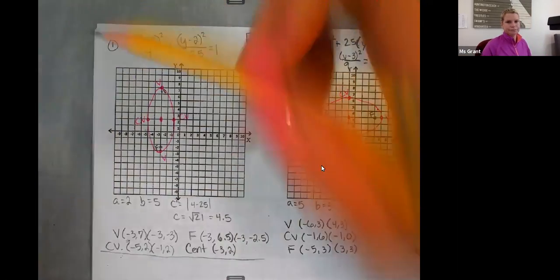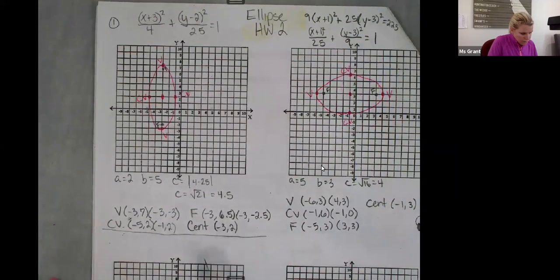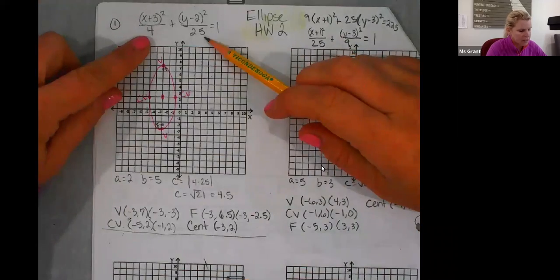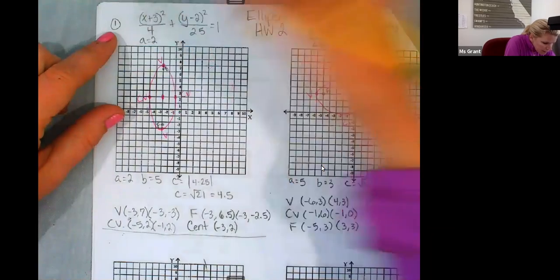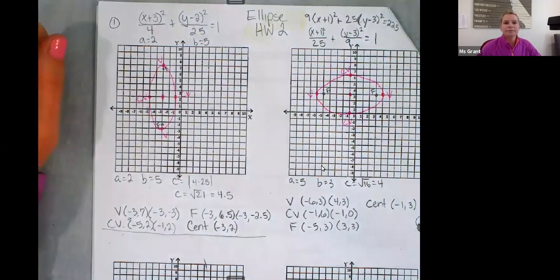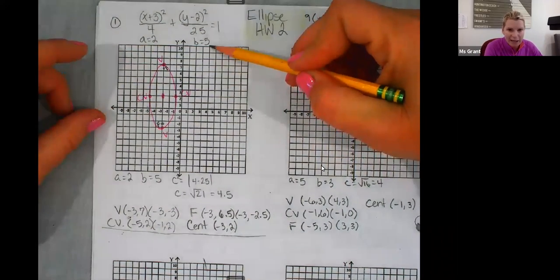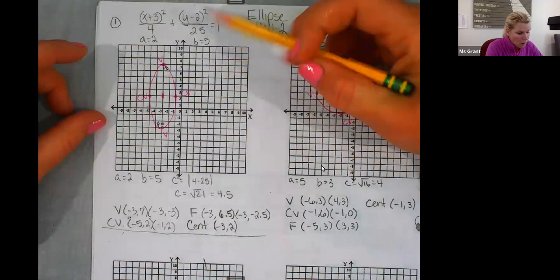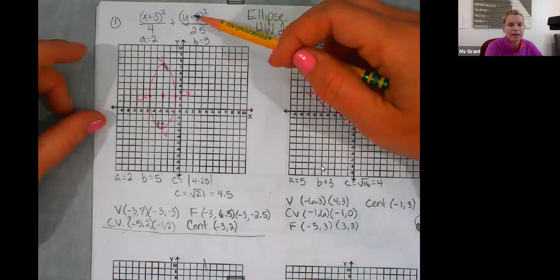And then, I wrote in the center. And then I looked at the denominators and I saw this was A, and this is B. And that tells me, look, B is bigger, 5. That's my major axis. That means it's vertical, because underneath the y is the B, and y is a vertical line. So I'm going to have a vertical ellipse.